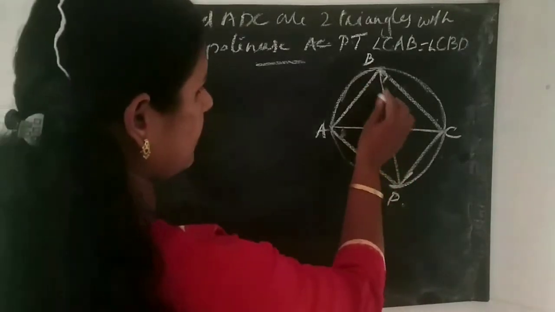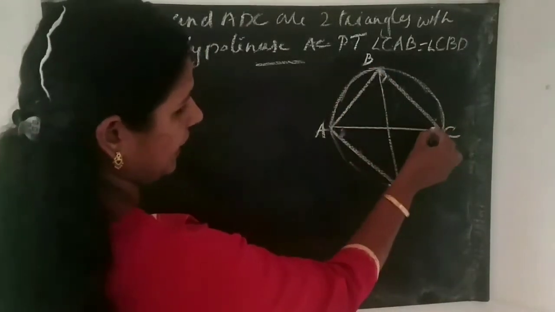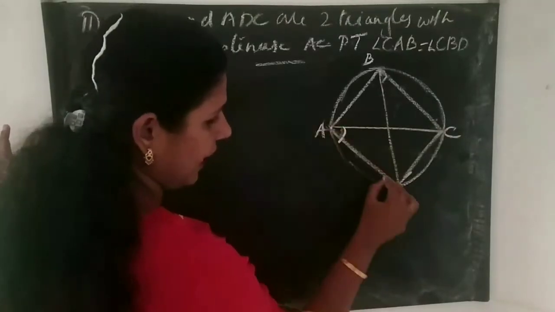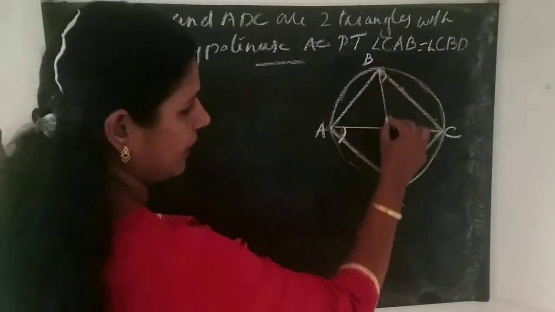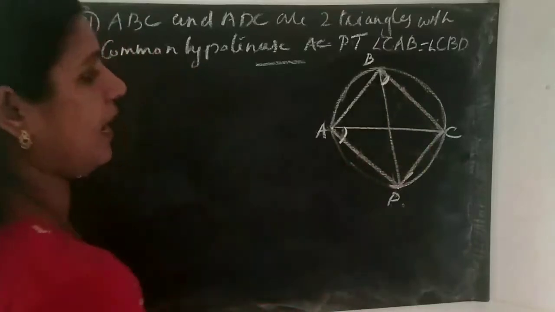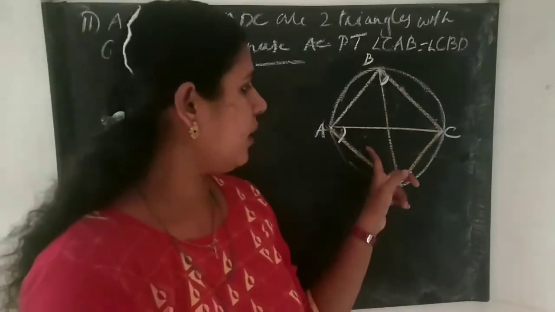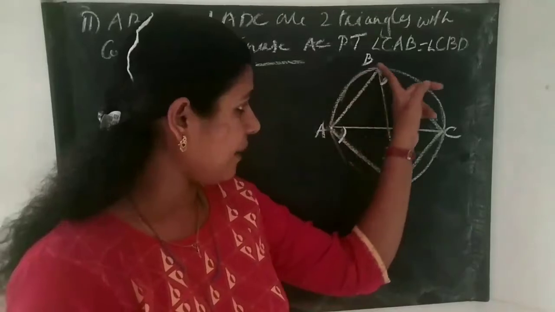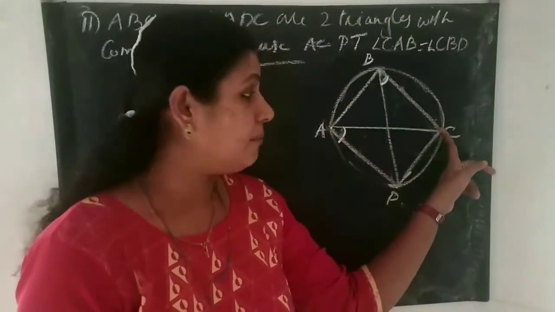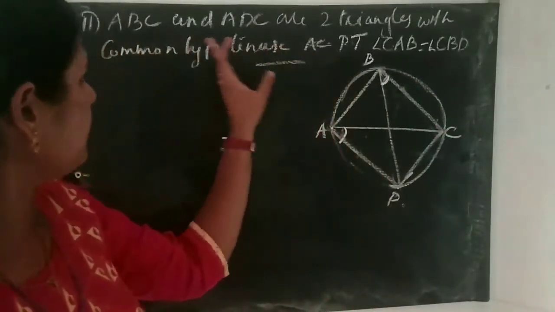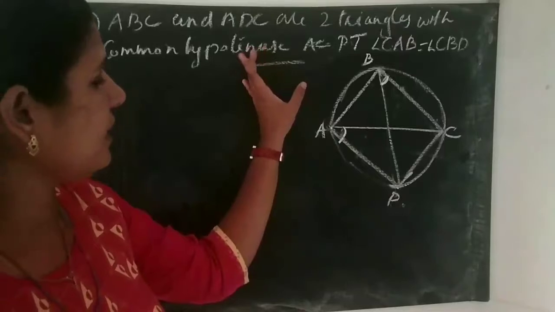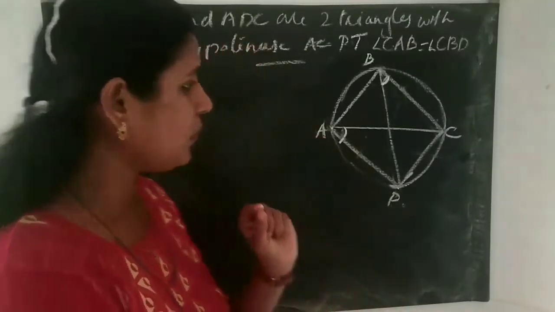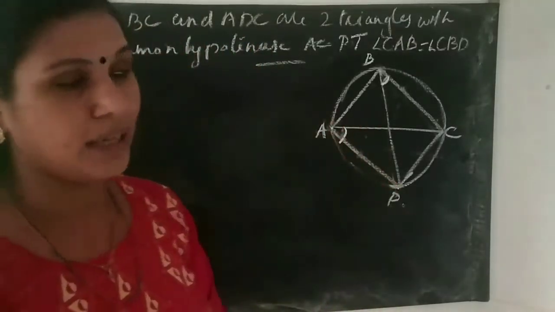CAD and the CBD. These are two triangles with two angles in the same segment. But in the question there is no mention that it is a cyclic quadrilateral. So first we have to prove this is a cyclic quadrilateral.